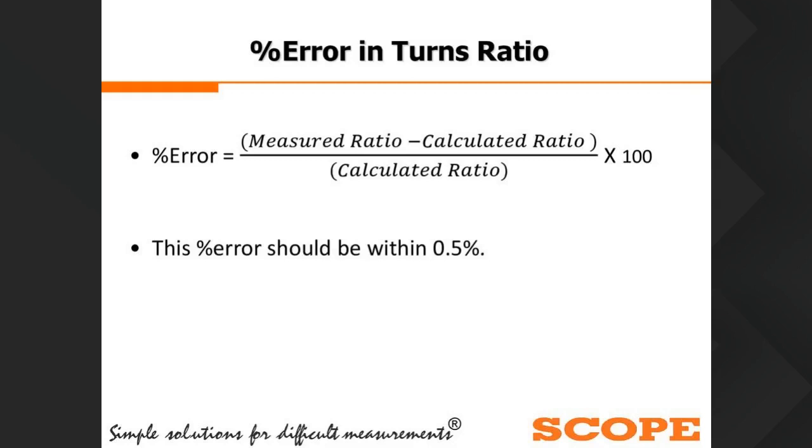So next is how to calculate the percentage error of the turns ratio. The formula is simple: percentage error is equal to measured ratio minus calculated ratio, where the measured ratio is from our instrument and the calculated ratio is from the nameplate readings, divided by the calculated ratio, into 100. That directly gives us the percentage error.